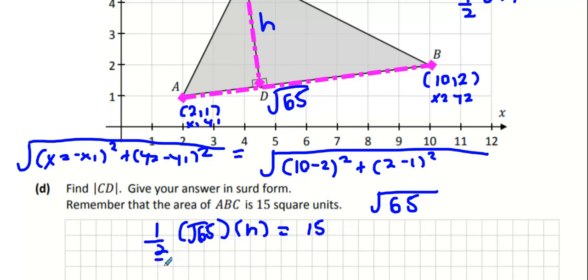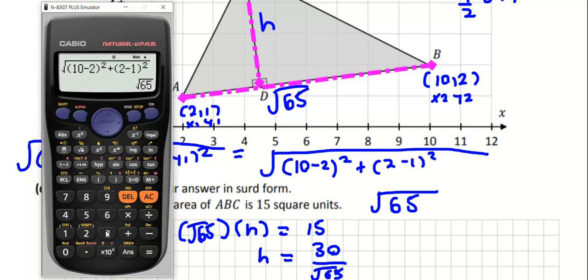So division of 2 on the right is multiplication of 2 on the left, so it's 15 multiplied by 2, which is 30. Root 65 is multiplied on the left, which makes a division on the right. Now I'm just going to enter into my calculator 30 divided by root 65, hoping something will come out of it.